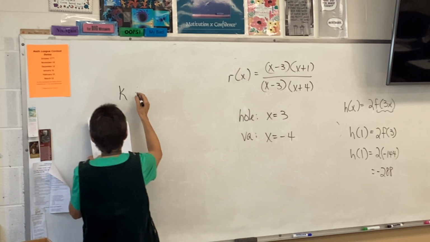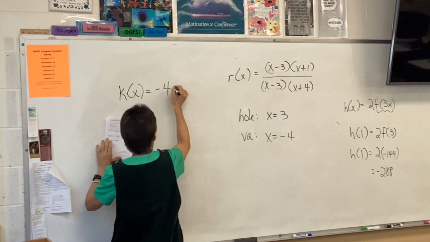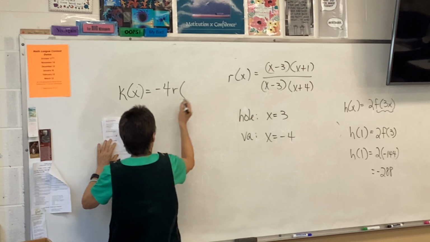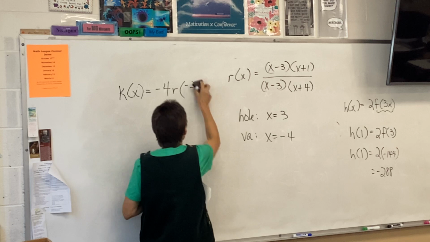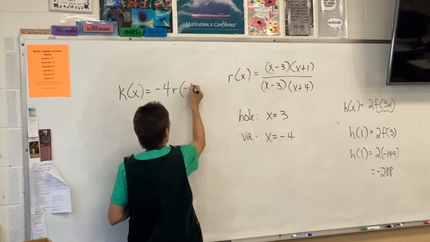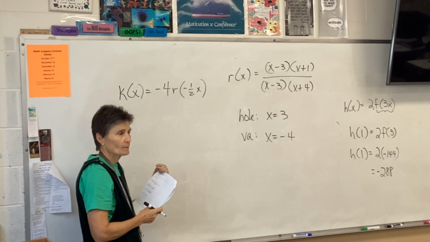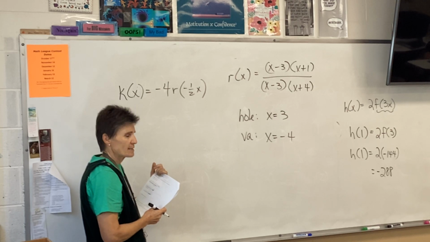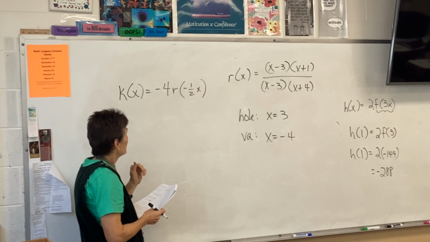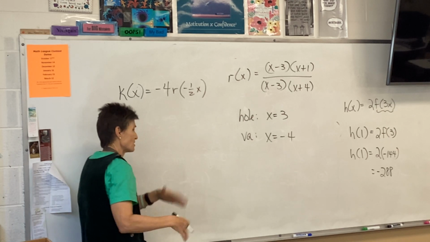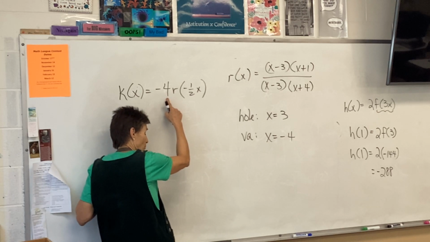Now we've got this new function that is -4 r of -x/2. I'm going to write that as -1/2x. That's the same thing, isn't it? I just think about it better that way. You can write it however you want. Okay, so before we get started answering the questions, what is this -4 going to do to the problem?